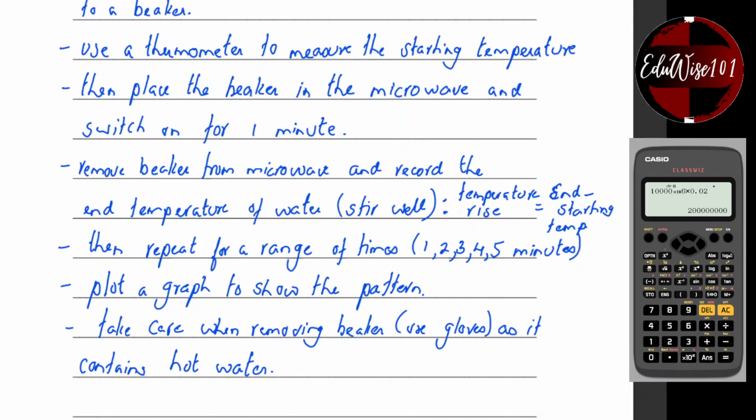So going back through the answer, use a measuring cylinder to add 100 ml of water to a beaker. Use a thermometer to measure the starting temperature. Then place the beaker in a microwave and switch on for 1 minute. Remove beaker from microwave and record the end temperature of water. Stir well. Temperature rise equals end minus the starting temperature. Then repeat for a range of times such as 1, 2, 3, 4 and 5 minutes. Then plot a graph to show the pattern. Take care when removing beaker. Use gloves as it contains hot water. Next question.